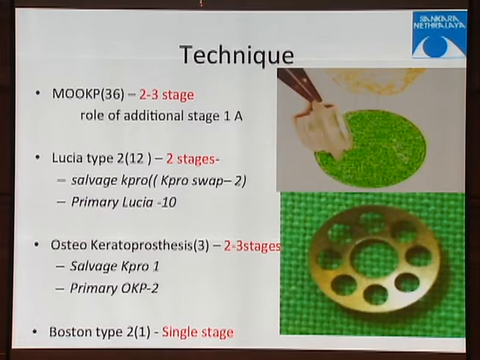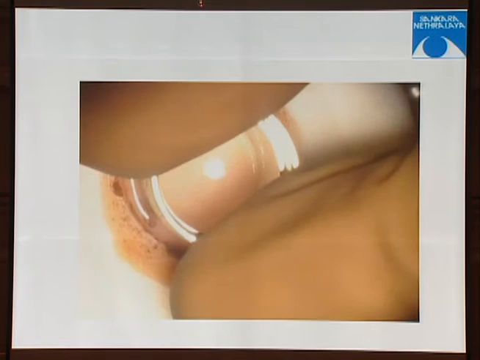You can actually see the nub which projects in the front. When you compare this with the type 2 Boston, this projection is a little bit less. The back plate here is made of titanium, which fits into place, acting as both the back plate and the locking ring. This is a video showing the assembly of the Lucia type 2.